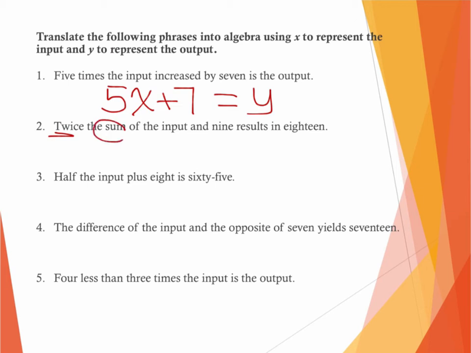My next phrase is twice the sum of the input and 9 results in 18. Twice the sum. So I'm multiplying 2 by a sum. So that means my sum has to go in parentheses because 2 isn't just multiplied by my input or by the number, it's multiplied by the sum of the input and that number, which is 9. And that's going to result in 18.